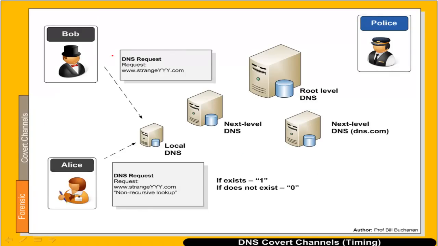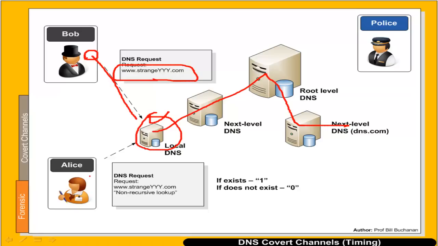Another one is that we might have a non-recursive lookup. In this case, Bob makes a request to a strange domain. If the strange domain is not in the local cache, it will go and request from the other levels and eventually find it. It will then be stored in the local DNS.